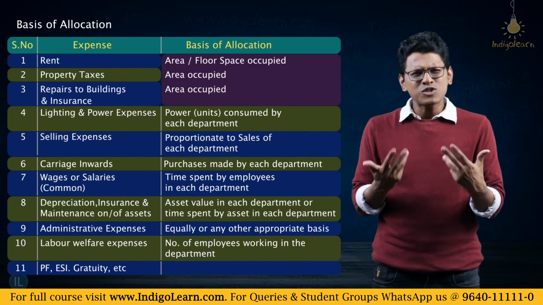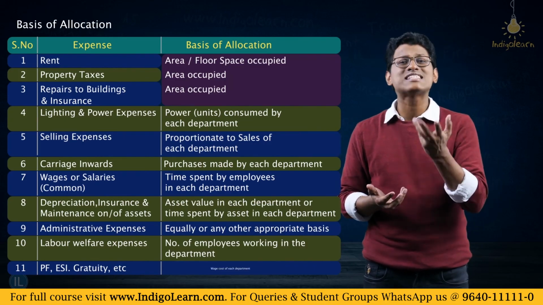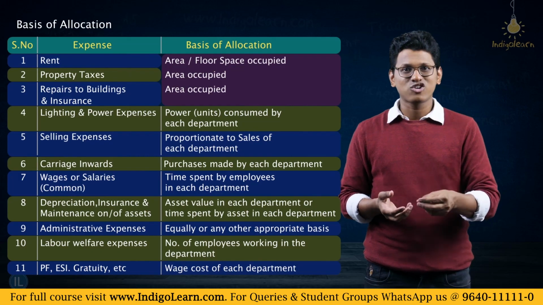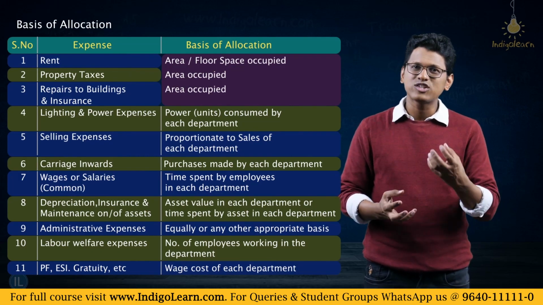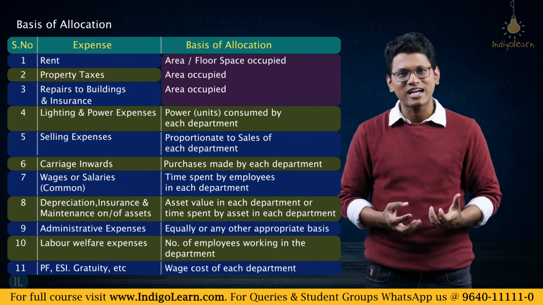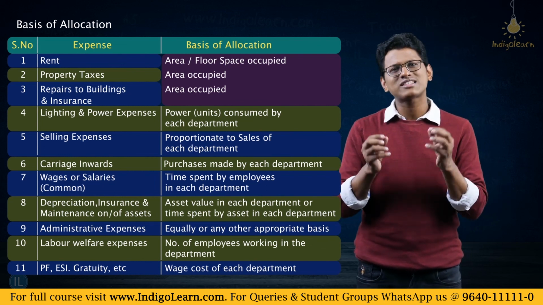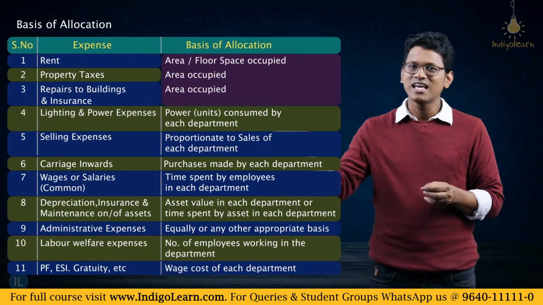But friends, all these points I spoke about till now are only examples. This is not any final list. You have to use your common sense, and based on what is given in the question, you have to understand what sounds like the most ideal way to divide these expenses among those different departments.